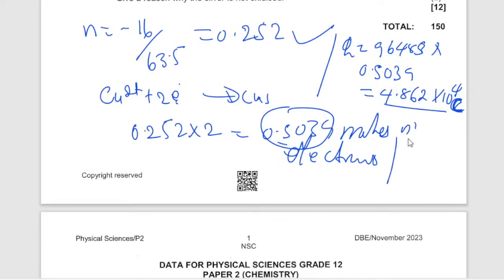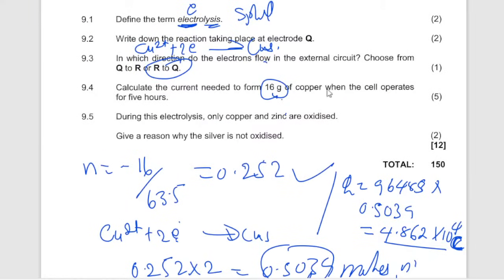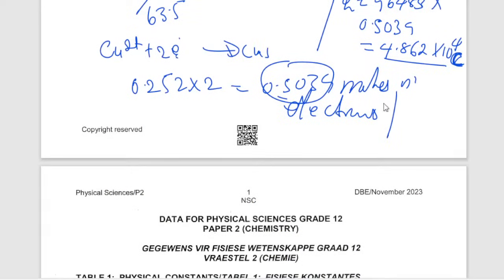But check here, they say that they passed this current for 5 hours. Therefore, time is equal to 5 times 60 to change into minutes, times 60 to change into seconds, which gives me 18,000 seconds. So these are the number of seconds.